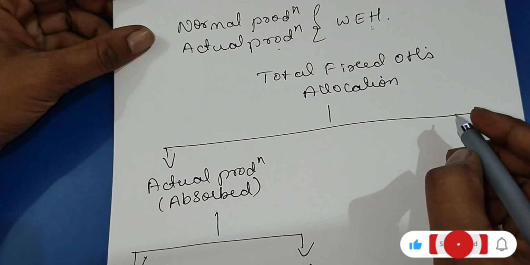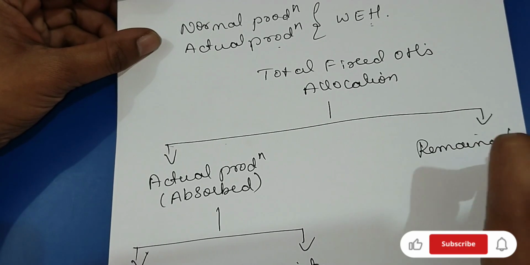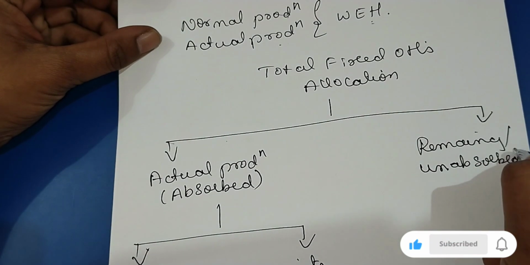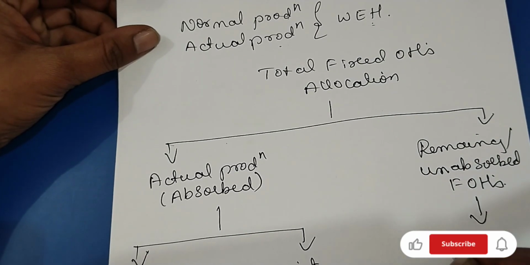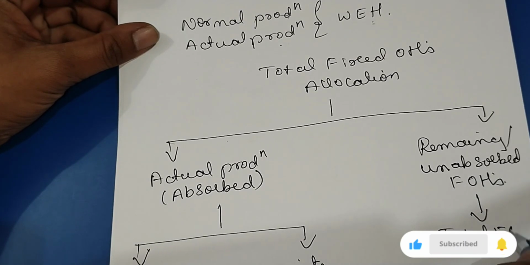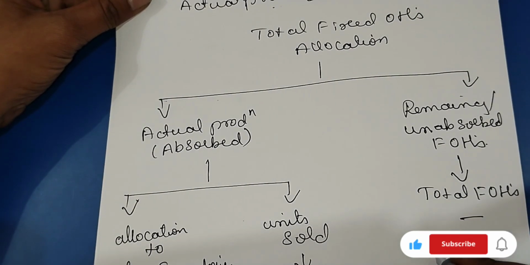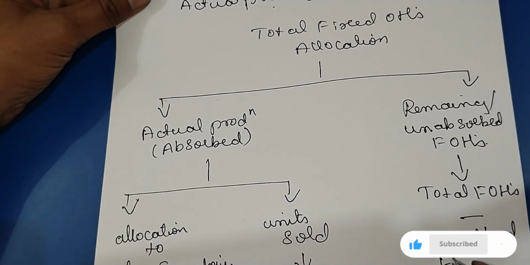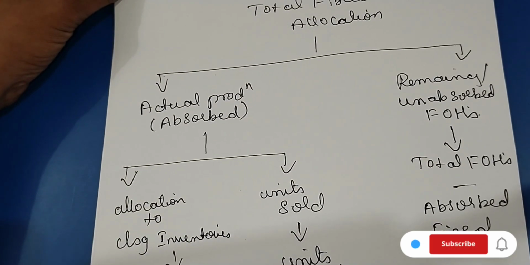Unabsorbed is there, means how you are allocating that unabsorbed or remaining, you can call remaining or unabsorbed fixed overheads. ಸೊ ಇದರಲ್ಲಿ ನಾವು ಟೋಟಲ್ ಫಿಕ್ಸ್ಡ್ ಓವರ್ ಹೆಡ್ಸ್ ಏನಿದೆ ವ್ಯಾಲ್ಯೂ ಕೊಟ್ಟಿರ್ತಾರಲ್ಲ, ಆ ವ್ಯಾಲ್ಯೂ ಇಂದ ಆಕ್ಚುವಲ್ ಅಬ್ಸಾರ್ಬ್ಡ್ ಫಿಕ್ಸ್ಡ್ ಓವರ್ ಹೆಡ್ ನ ಡಿಡಕ್ಟ್ ಮಾಡ್ತೀರಿ.